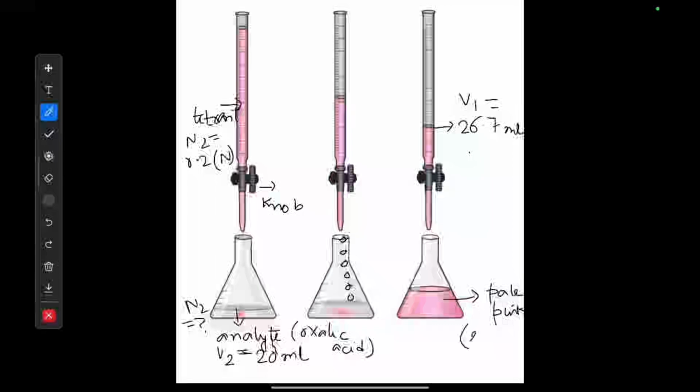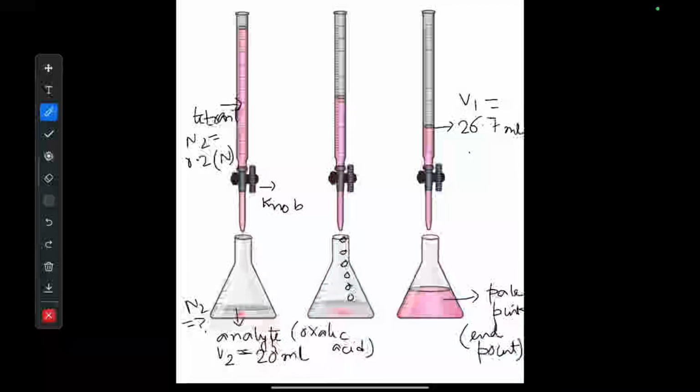This is the stage where the end point is achieved, when the analyte slowly becomes pale pink in color and it does not disappear. The pale pink will remain, it will not disappear. That is the point of equivalence, that is the end point. And suppose at 26.7 ml, that means when you have poured 26.7 ml of KMnO4, the equivalence point is achieved.